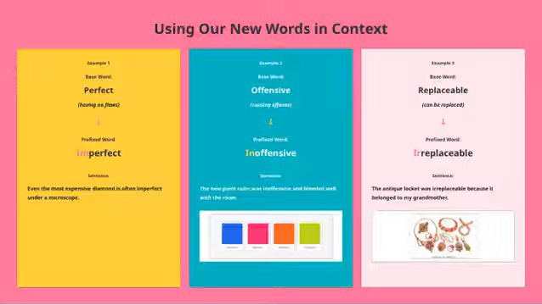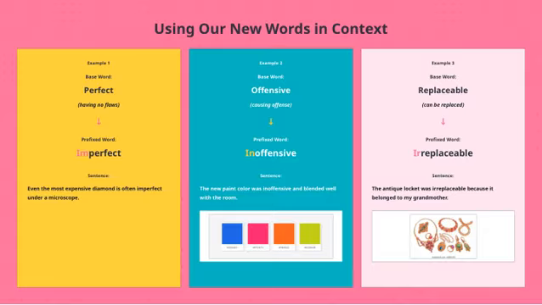Next, we have offensive, which means causing offense or upset. When we add in at the beginning, it becomes inoffensive, meaning not causing any offense. For example, the new paint color was inoffensive and blended well with the room. This shows how prefixes can modify the meaning from negative to neutral or positive.